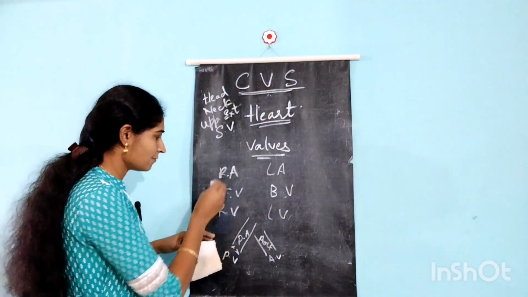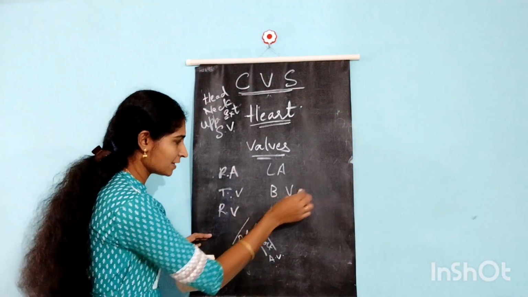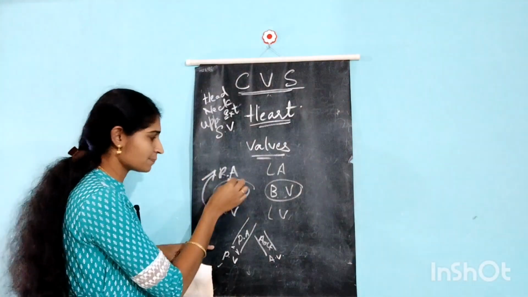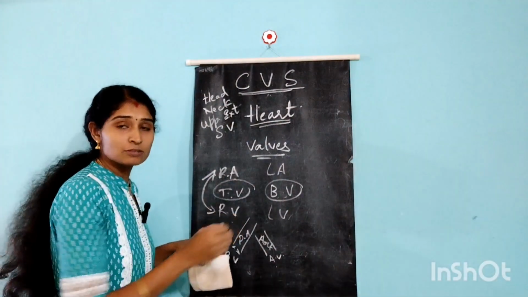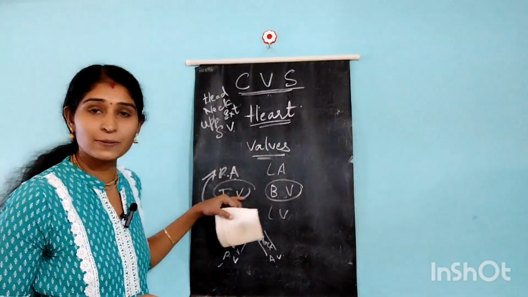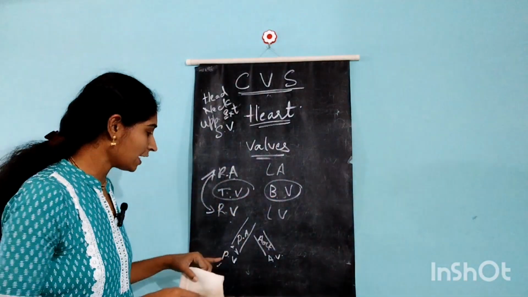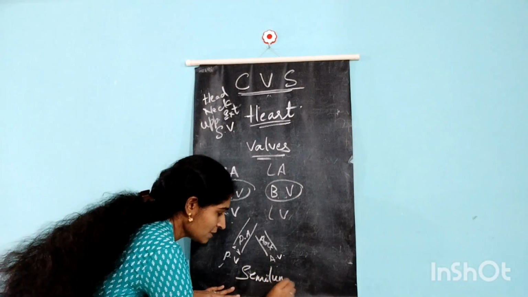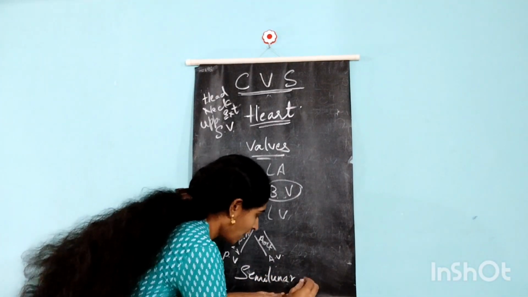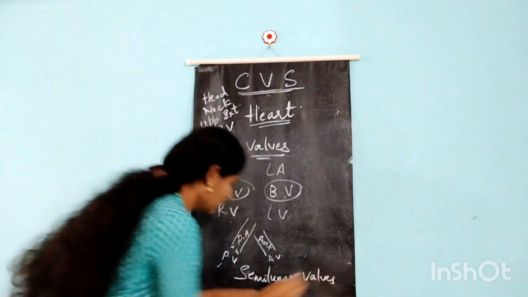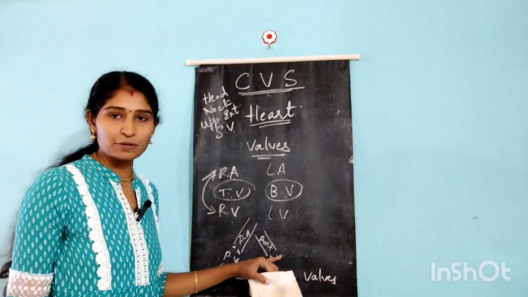And the name of the tricuspid valve and the bicuspid valve is what? Atrioventricular valve, because it is present between atria and ventricle. So atrioventricular valves are 2 in number, that is tricuspid and bicuspid valve. And if they ask about this, that is semilunar valves. Semilunar means it is half moon shaped. Semilunar valves are 2 in number, that is pulmonary valve and aortic valve.